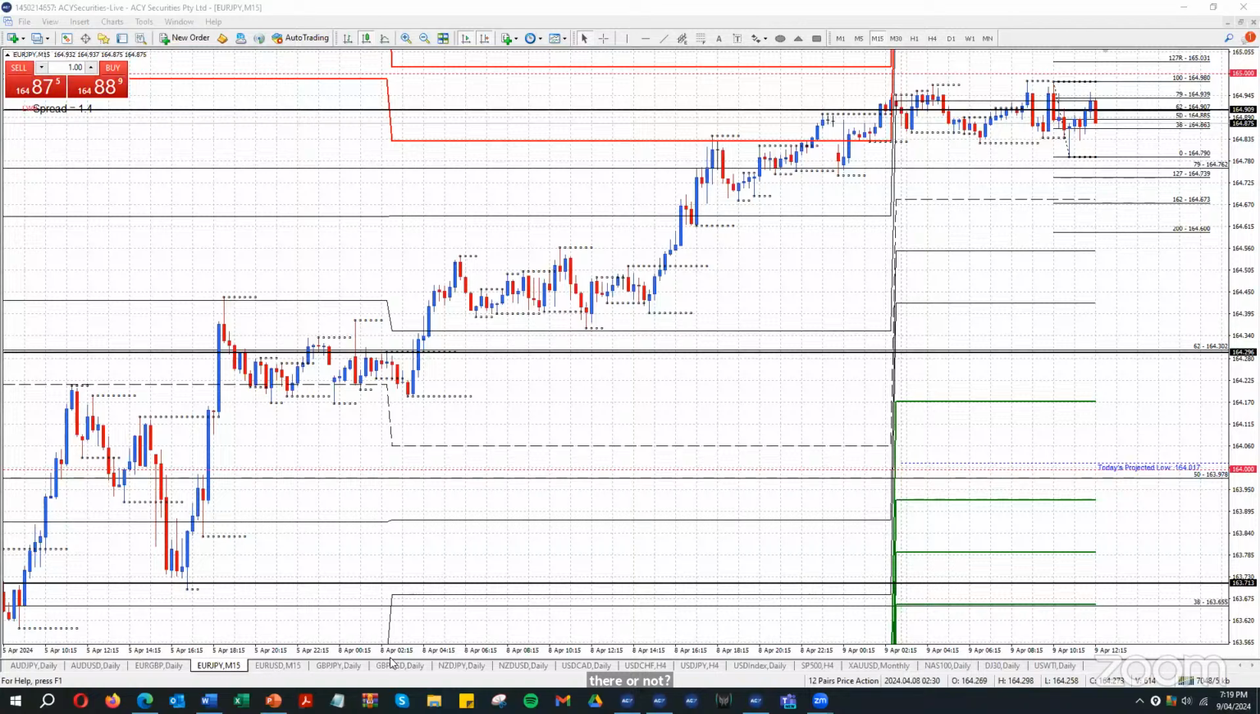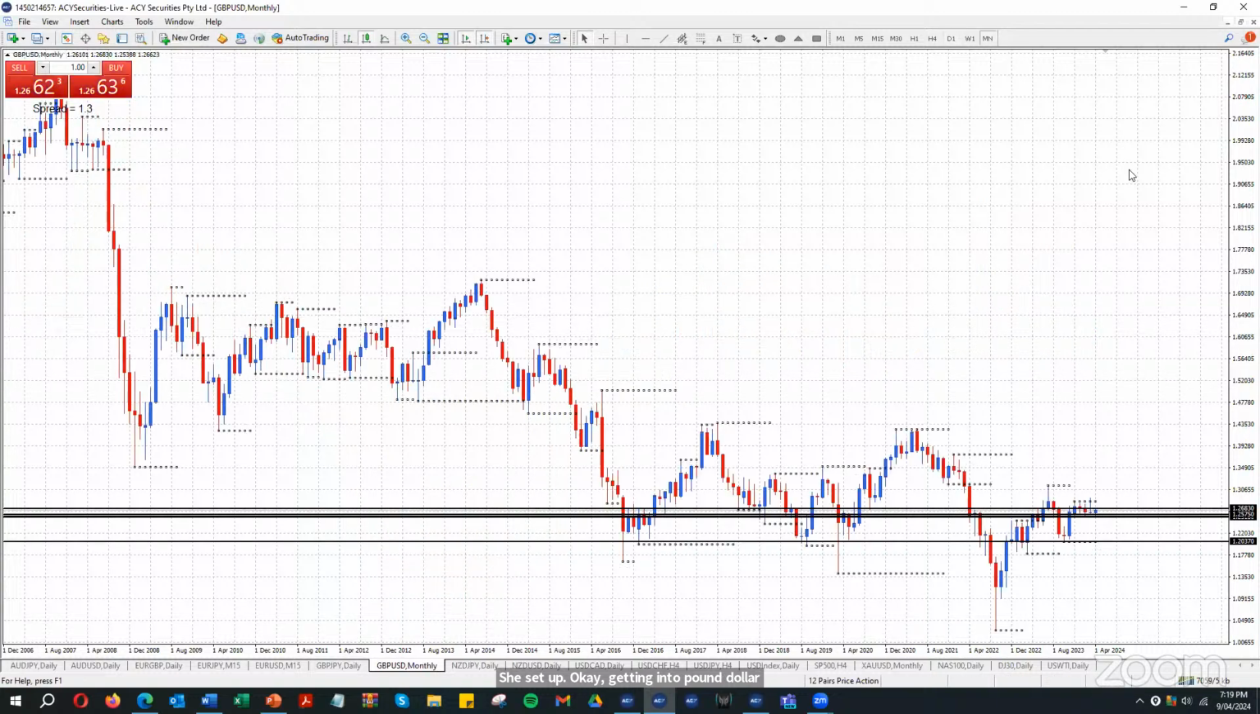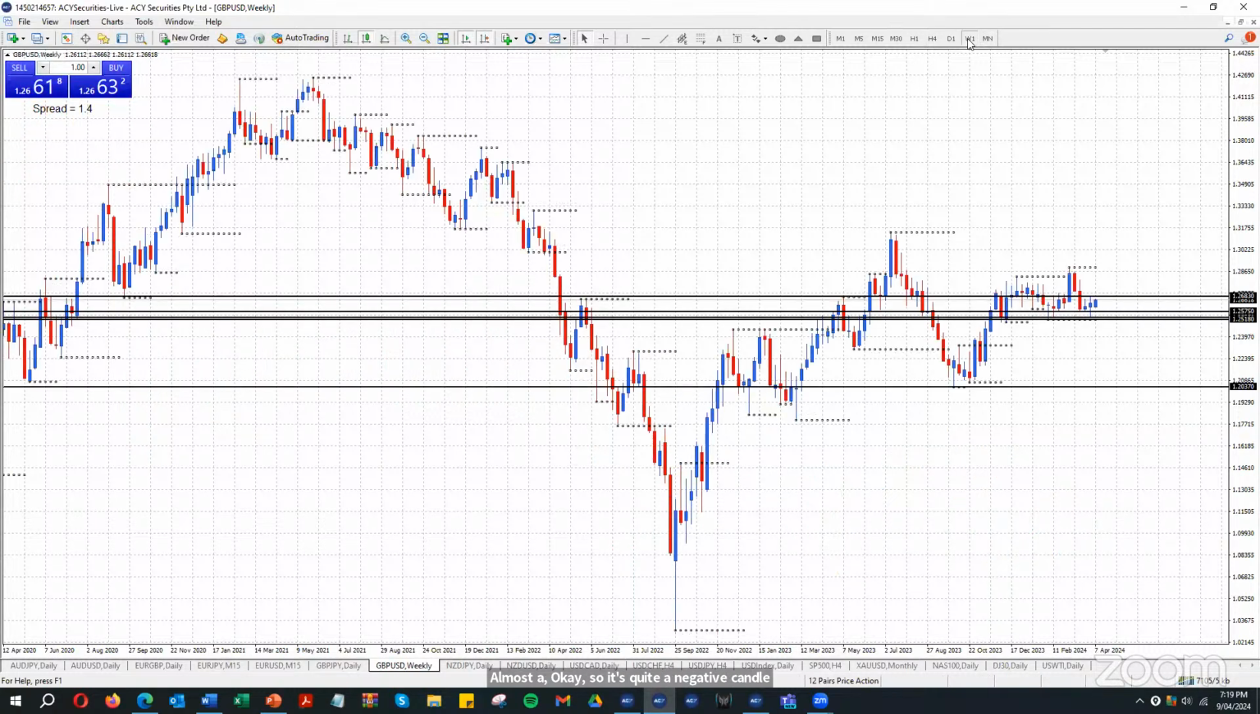Okay, getting into pound dollar. Now, I just want to emphasize there's a monthly high here at 128.27 that we rejected at last month. There's last month's candle. It's an inverted hammer, almost a doji, almost a gravestone doji. So it's quite a negative candle. If you had to guess just from the monthly candle, you'd say we're maybe going to go down this month. As we drop into a weekly chart, we're holding on weekly support at the moment.